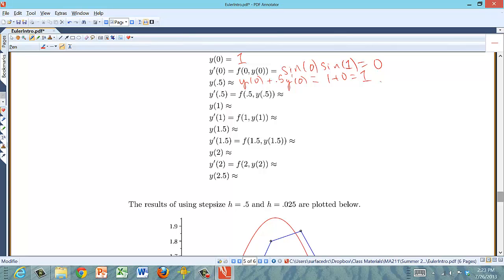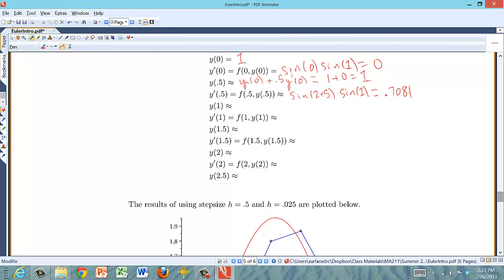I can calculate the derivative at time 0.5 by plugging in time 0.5 and our estimate to y at time 0.5 into the derivative. So that would be sine of 2 times 0.5 times the sine of 1, and that is 0.7081.